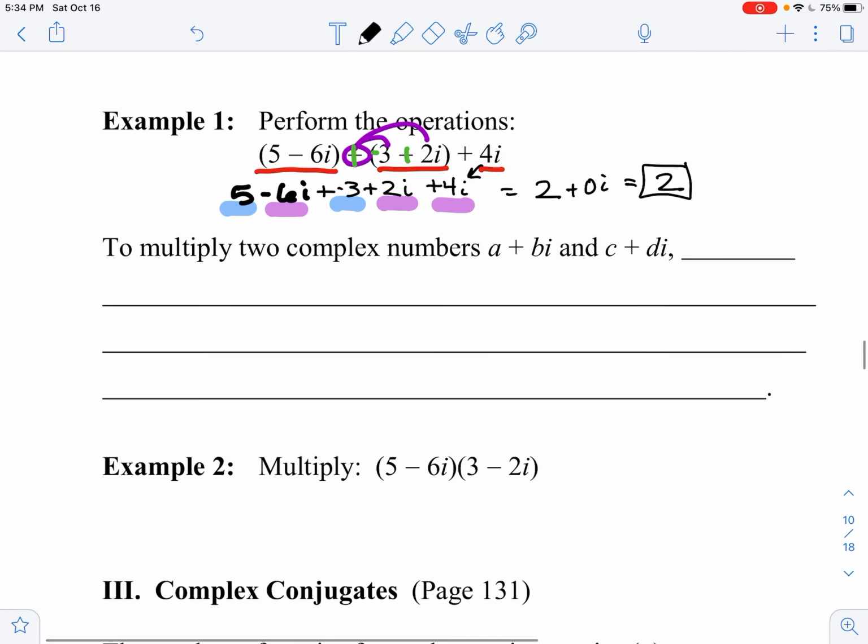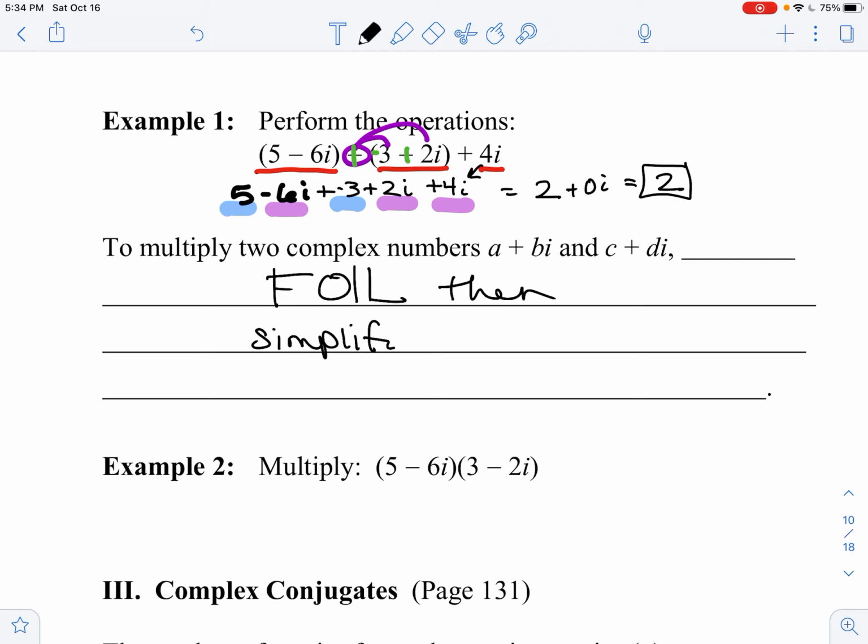Okay? If you're going to multiply complex numbers, all you need to do is FOIL, then simplify and combine. Or combine and then simplify.